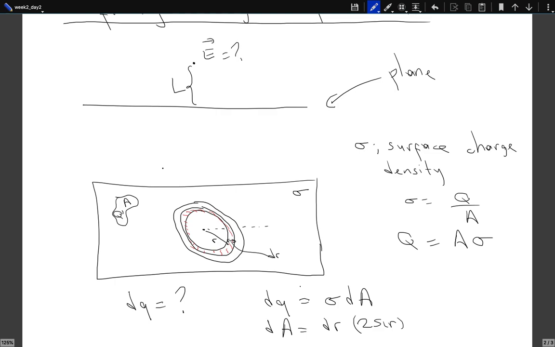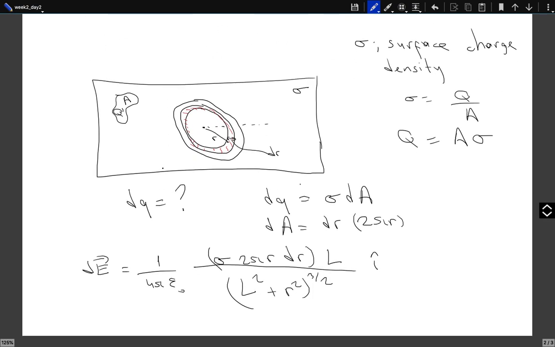So sigma being Q over A is just a constant. Or you can also interpret this as if you have an area, the charge inside that area is just the surface charge density multiplied by the area, independent of the size, shape, and the position of the area. That is what is meant by uniform.